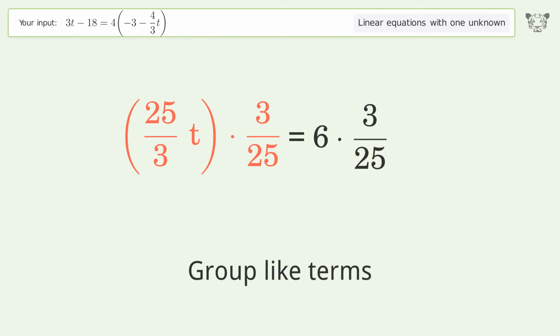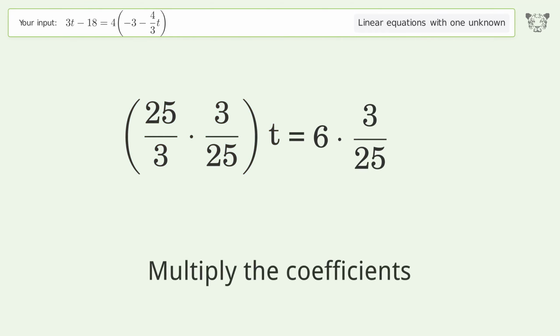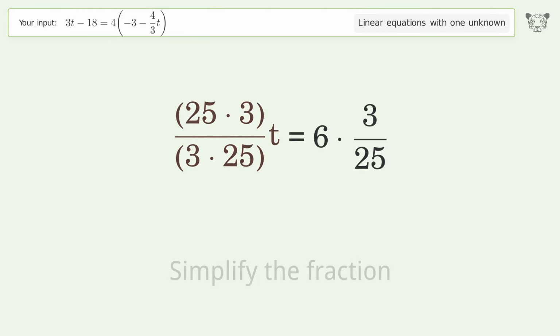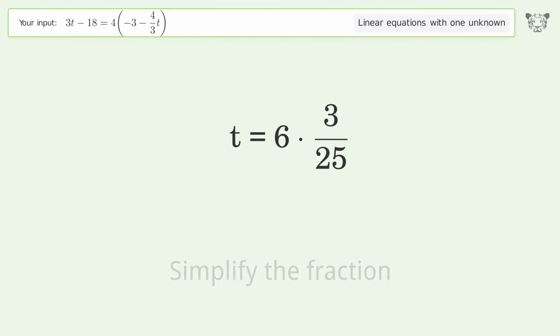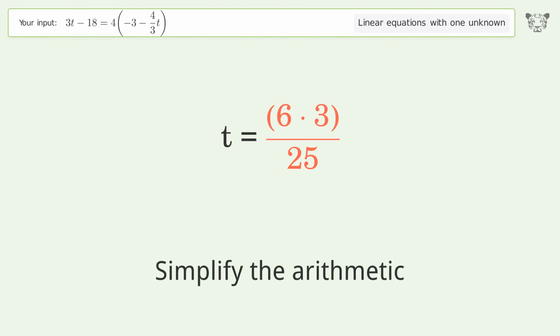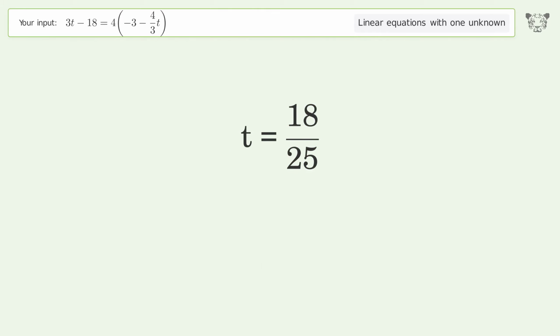Group like terms. Multiply the coefficients. Simplify the fraction. Multiply the fractions. Simplify the arithmetic. And so the final result is t equals 18/25.